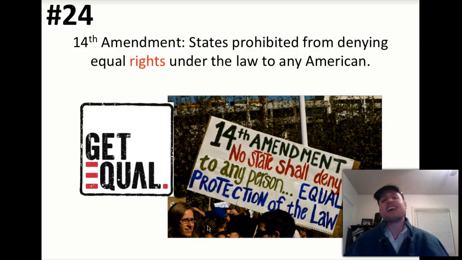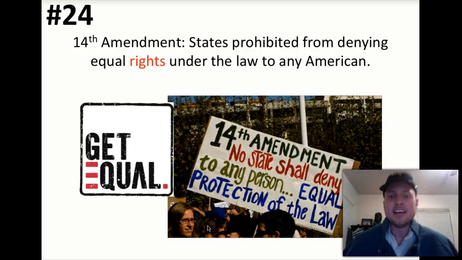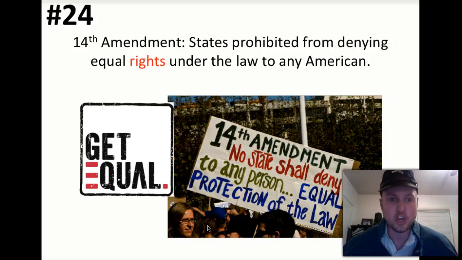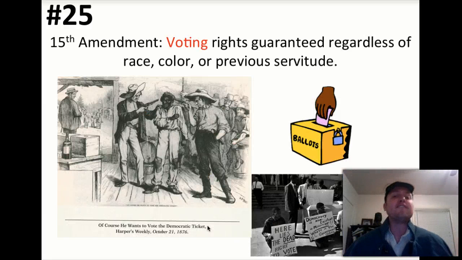The 14th Amendment's got funny wording, but it's kind of a simple thing. States are prohibited from denying equal rights under the law to any American. What this means is that these African Americans who aren't slaves anymore are now citizens. So if you have lots of rights, you have the rights of being a citizen of the U.S. So the 14th Amendment gives citizenship, and the 15th Amendment will give voting rights. It says voting rights are guaranteed regardless of race, color, or previous condition of servitude. That means if you were a slave before.